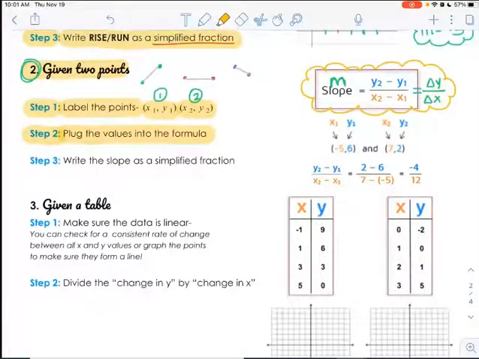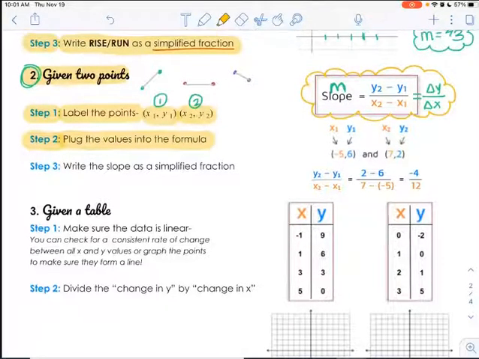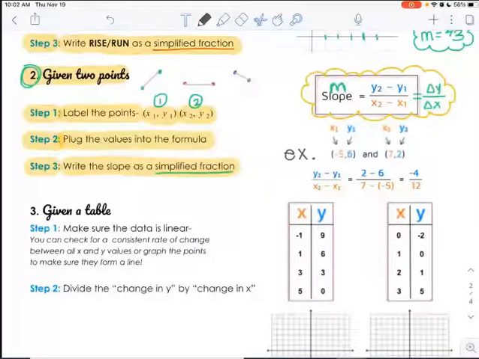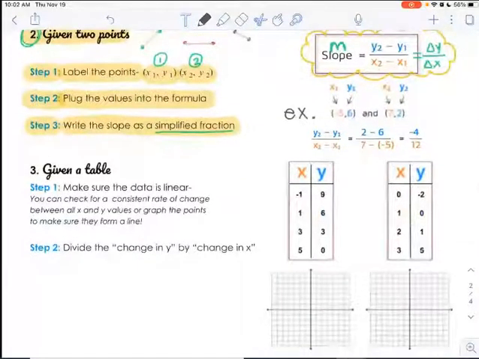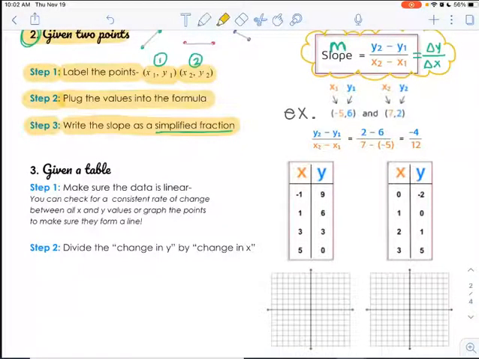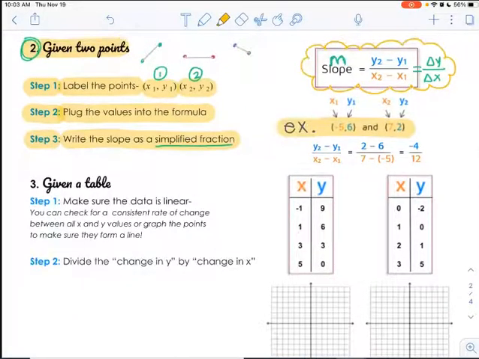Finally, step 3, this is the same exact step that we had when we were graphing. Step 3 is always going to be to write the slope as a simplified fraction. We want to simplify the fraction. So those of you who are writing by hand, you're going to write example, and then you're going to write the points -5, 6 and 7, 2 right here.